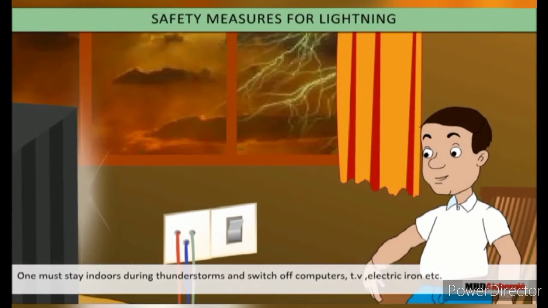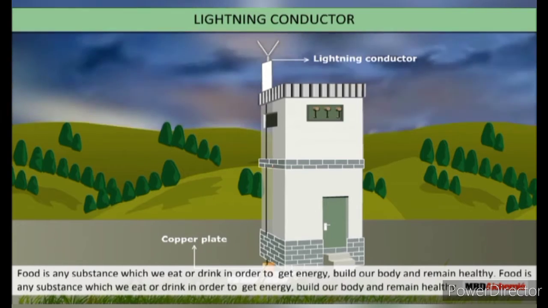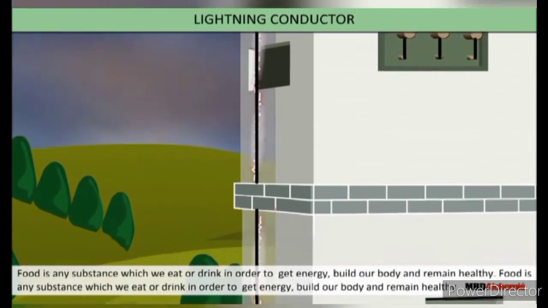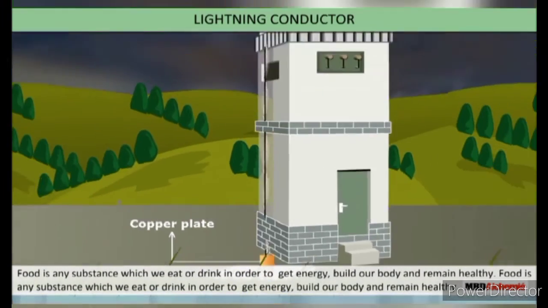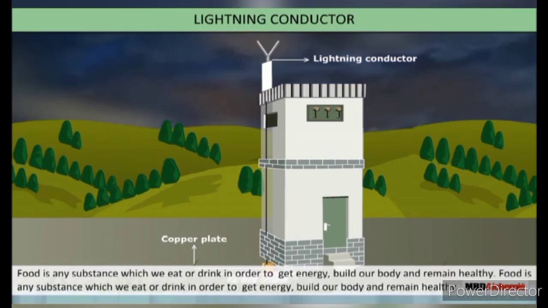One must stay indoors during a thunderstorm and switch off computers, TV, electric iron, etc. A pointed metal rod is fixed upright on the building. One end of the rod is out in the air and the other is buried deep in the ground. When lightning strikes, a strong electrical charge is conducted through the metal rod to the earth as shown here. Thus, the building is saved from any damage.